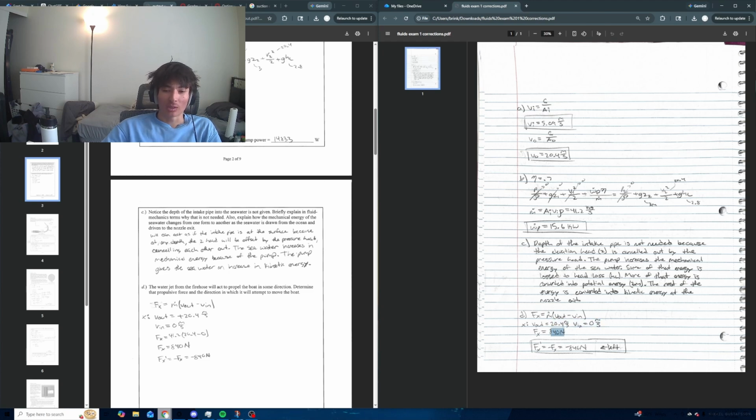However, this is the force of the boat on the water, and to find the reaction force, you just need to multiply by -1. So it'd be negative 840 newtons to the left.